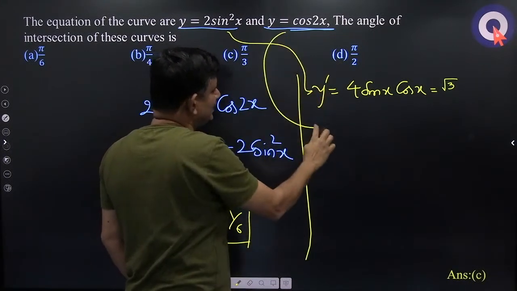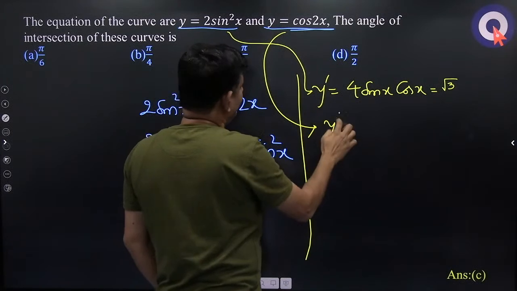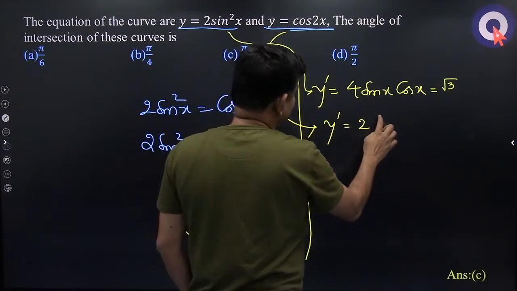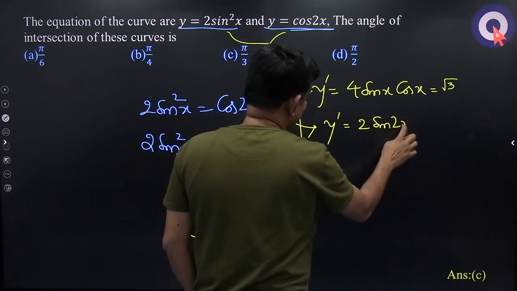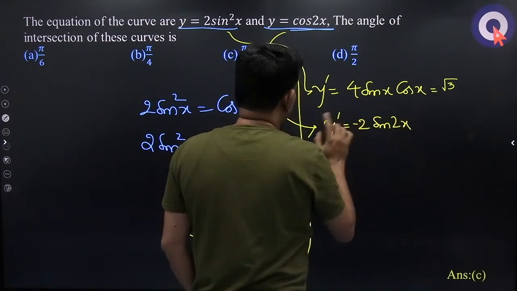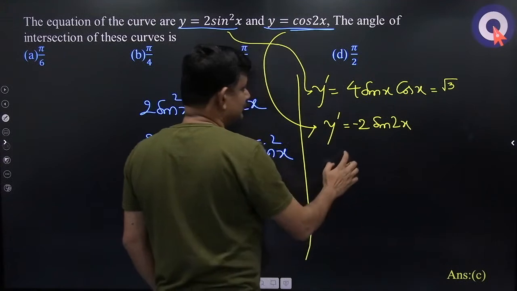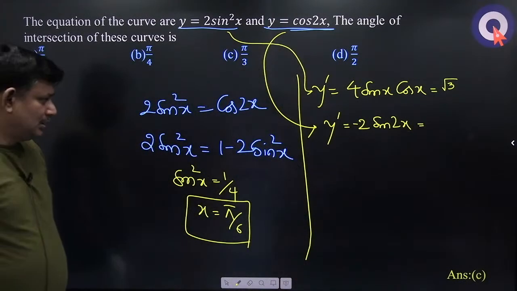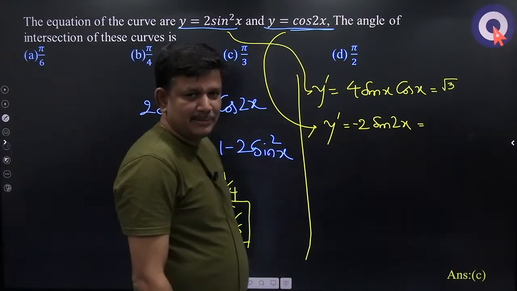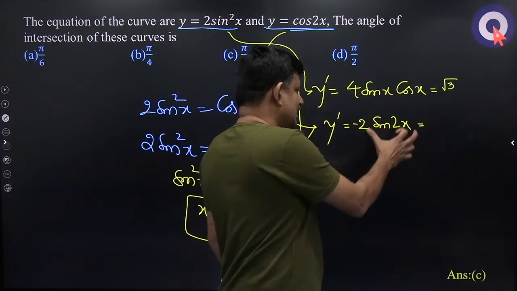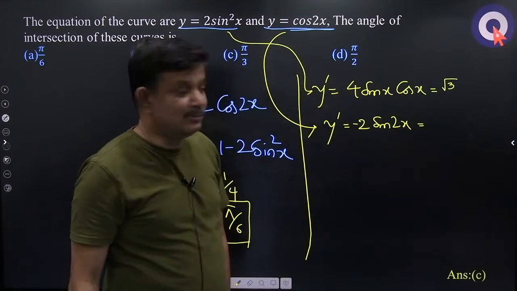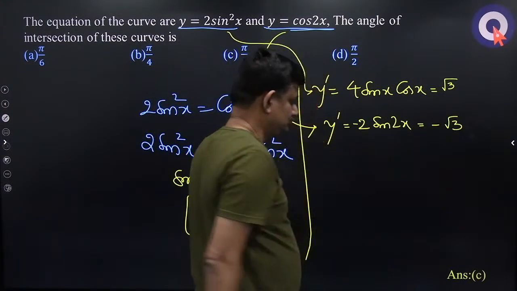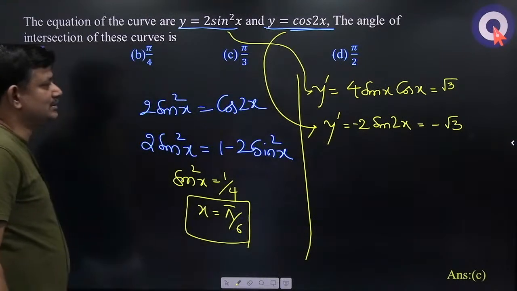And what is the slope of the tangent for the second curve? y dash is equal to 2, derivative of cos x is minus sin x. Write 2 outside. So for this curve, x is pi by 6. Sin 2 into pi by 6 is sin pi by 3. Sin pi by 3 is how much? Root 3 by 2. So this is minus root 3.